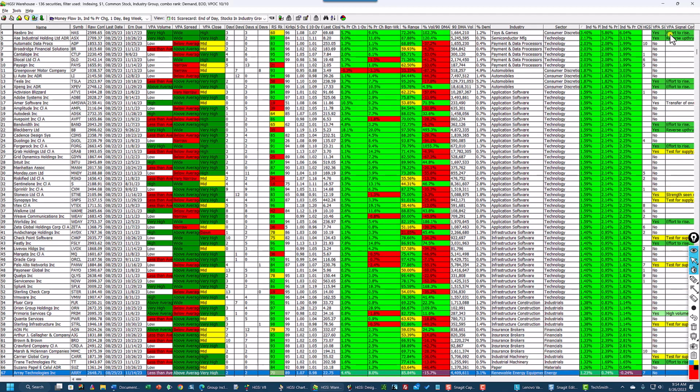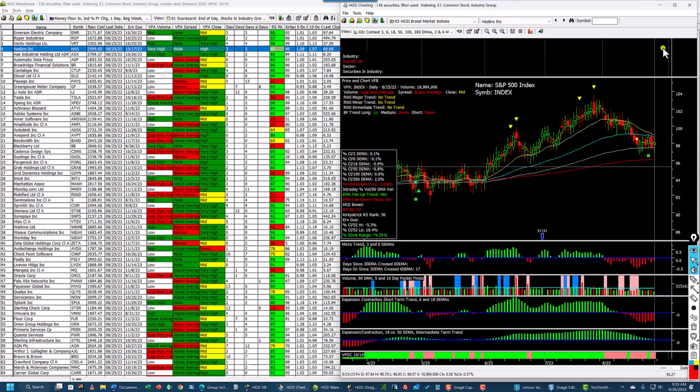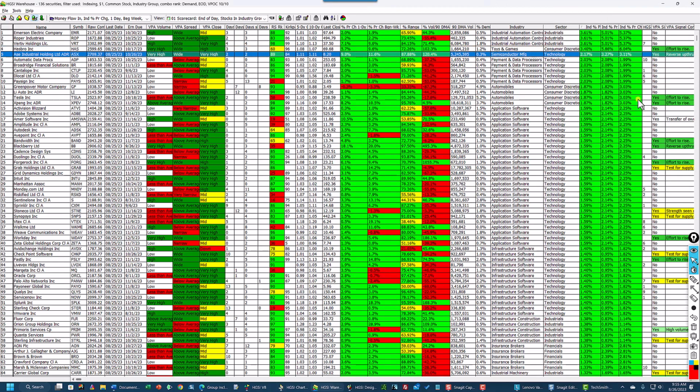Now, if I want to concentrate on stocks that are showing VPA flags, I can just come over here and do that. So let's just take a look here. Here is Hasbro. And if I bring that up, you can see that there's an effort to rise here. The group is moving up, so money is flowing into this stock and into this group. Let's try another one.